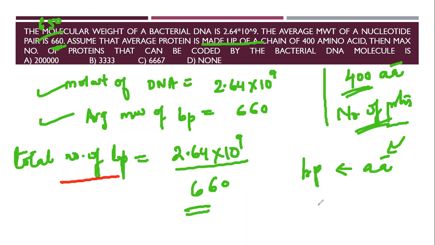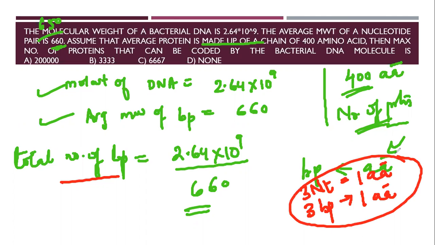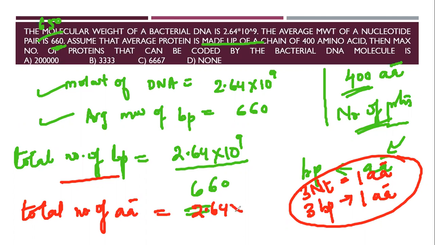So I know that 3 base pairs are going to give me how many amino acids? 1 amino acid, right? In other words, 3 nucleotides is going to give me 1 amino acid. Agree? So now I'll get the total number of amino acids. How much is it? 2.64 into 10 raised to 9 divided by 660, divided by 3.